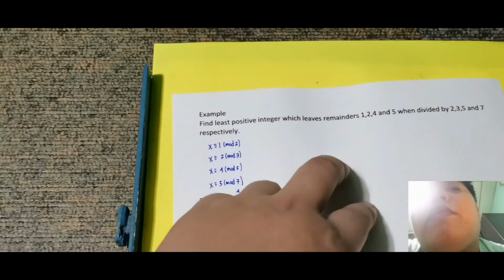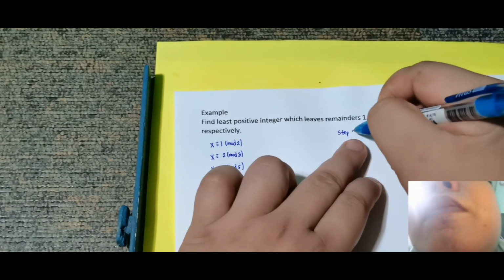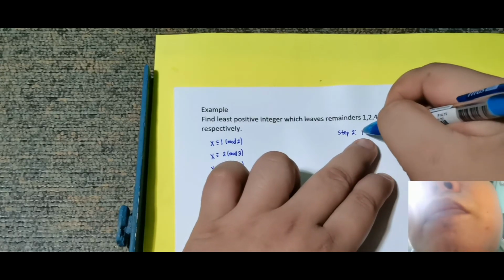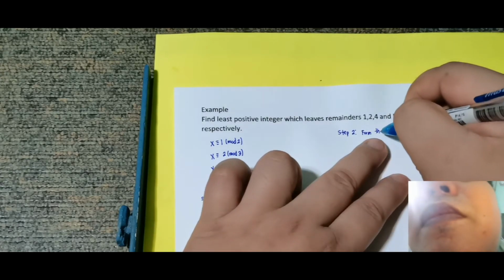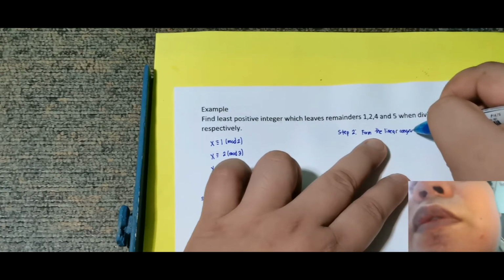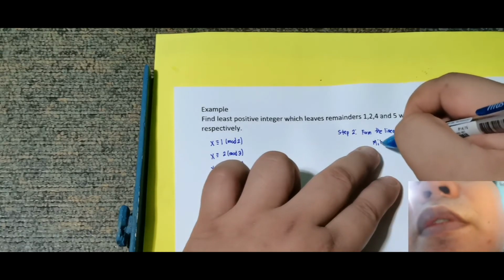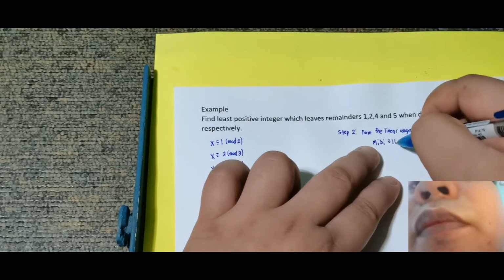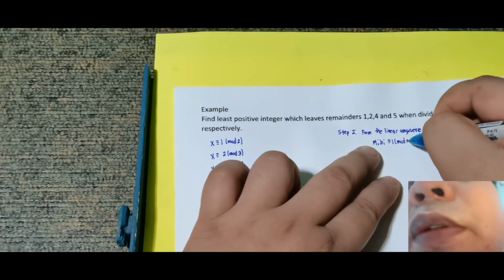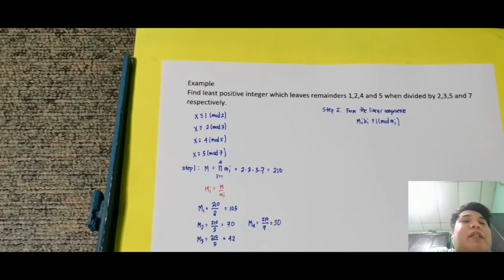Next, step 2. Step 2 is form the linear congruence. Okay, so ano linear congruence yun? M sub i, b sub i, congruent to 1 mod m sub i. Then solve for b sub i. Okay, ito yung gagawin natin ha. Form the linear congruence M sub i, b sub i, congruent to 1 mod m sub i.